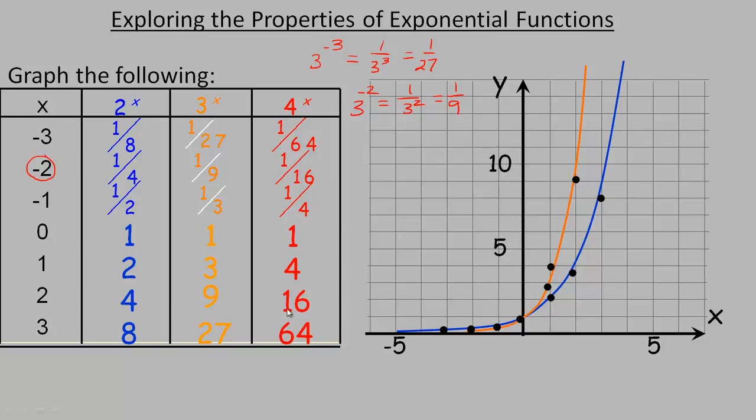And then 2, 16, now over 2 and up 16. So that's 11, 12, 13, 14, 15. So about right there. And I can't plot the 3, 64 because it's way too high up there. But we can join those together. So that's what the y equals 4 to the x graph looks like. So let's label these. That's the first one. That's the 3 to the x graph. And that's the 4 to the x graph. So that's what the shape of the exponential function looks like.